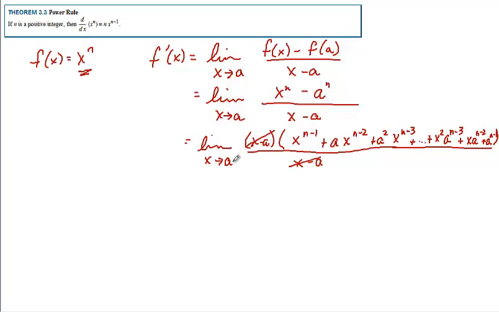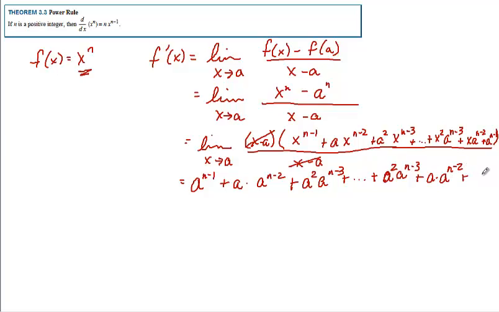That x minus a would cancel. Now I don't have any reason why I can't just do plain substitution for this limit. So I'll get a to the n minus 1 plus a times a to the n minus 2 plus a squared a to the n minus 3 plus who knows how many terms in the middle plus, substituting, a squared a to the n minus 3 plus a times a to the n minus 2 plus a to the n minus 1.